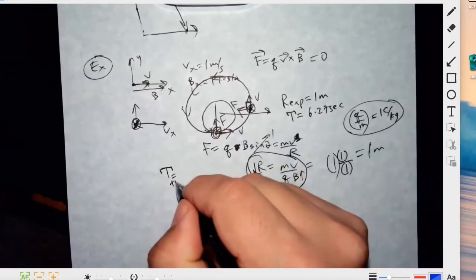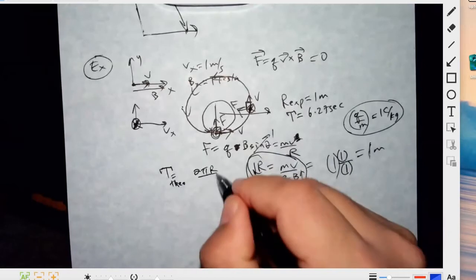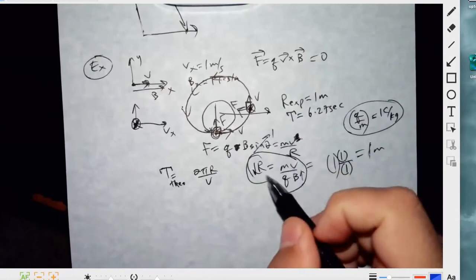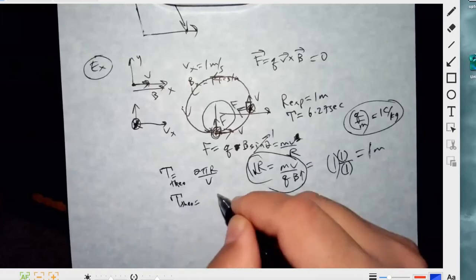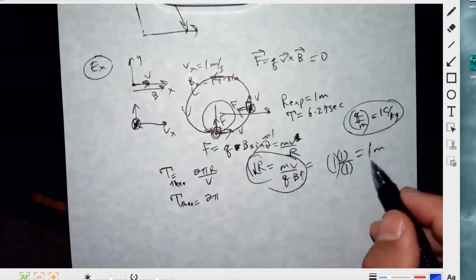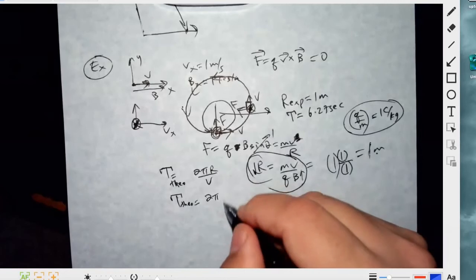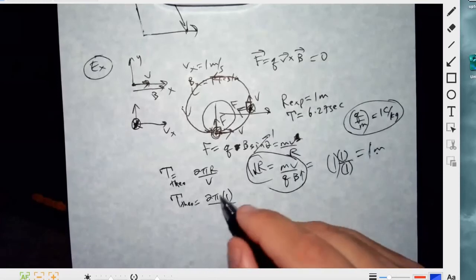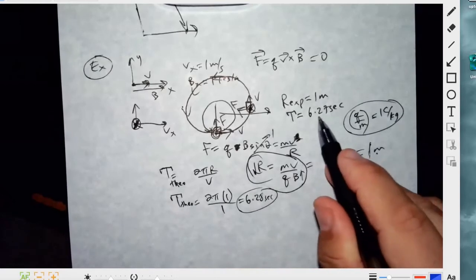How do we determine the theoretical period? The circumference, 2 pi r, over the velocity, right? So if it's going at a velocity of 1 meter per second, and the radius was what? Radius is 1 meter, right? Yes, the radius is 1 meter, and the velocity is 1. So the theoretical period would be 2 times 3.14, 6.28. Remember the other one had a period of 6.27. Okay, so that's pretty much it, good.